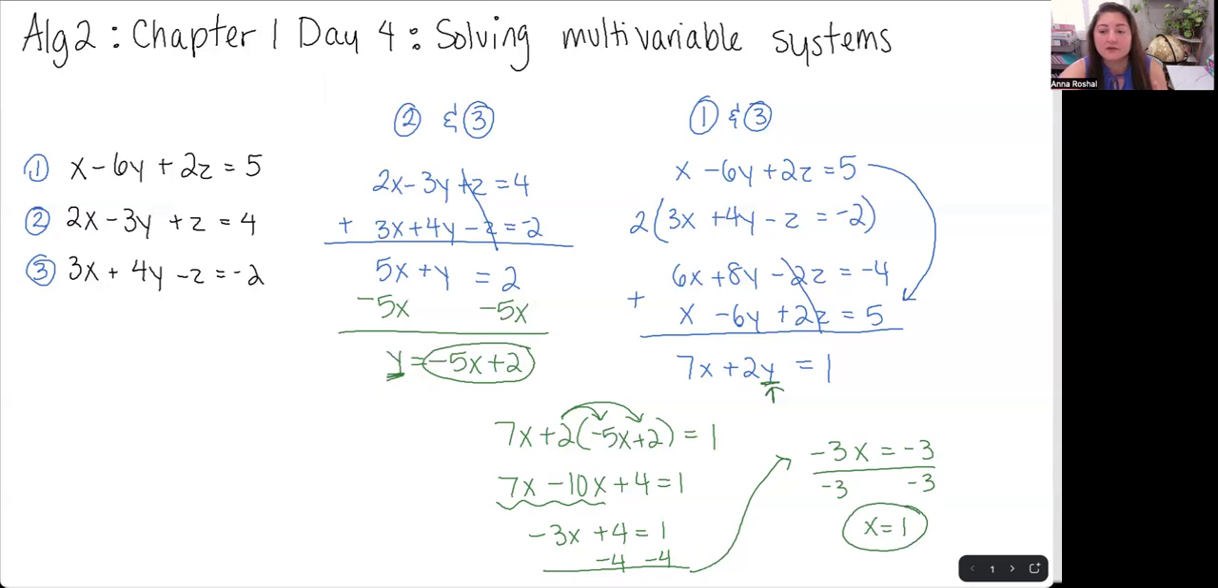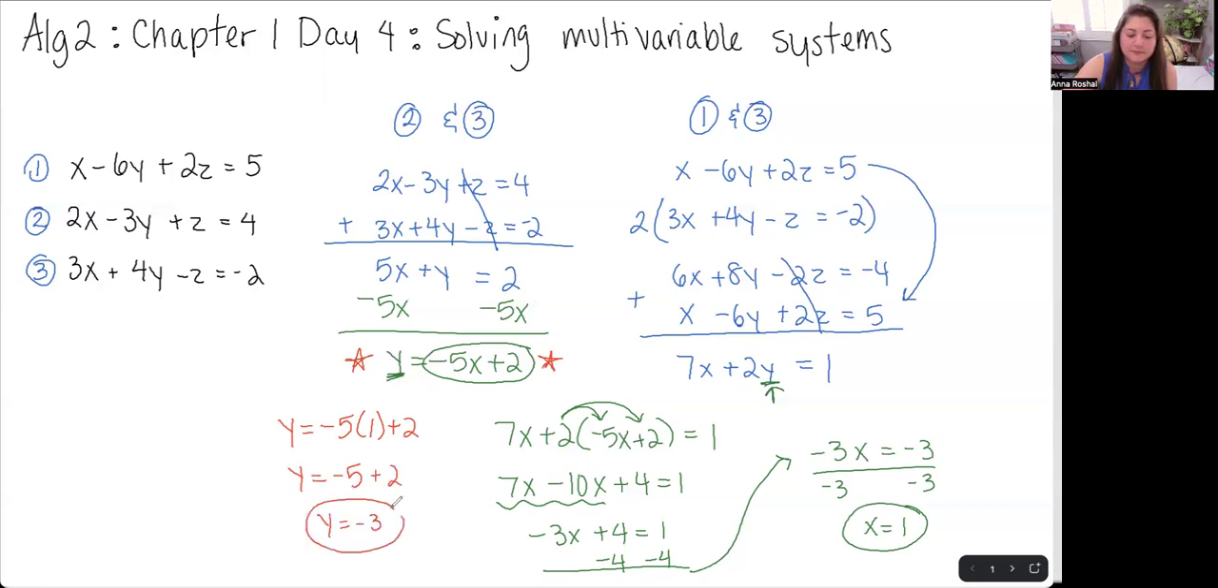So I've just now solved for my very first variable. Great, I know that x is 1. So now I can actually plug it into this equation here so that I can solve for y. So I'm going to say y equals -5 times 1 plus 2. So y equals -5 plus 2. So y equals -3. So now I have the x solved for and the y solved for.